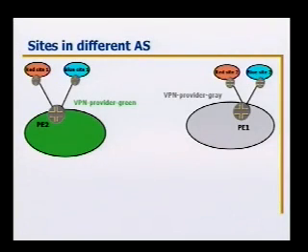We'll take a look at 2 sites. One belongs to VPN provider green and the other one belongs to VPN provider gray. And we have the same customers, customer red and customer blue, which attach to these 2 separate providers. I choose to mark them as 2 separate providers. You can think of them as the same provider but with different AS numbers.